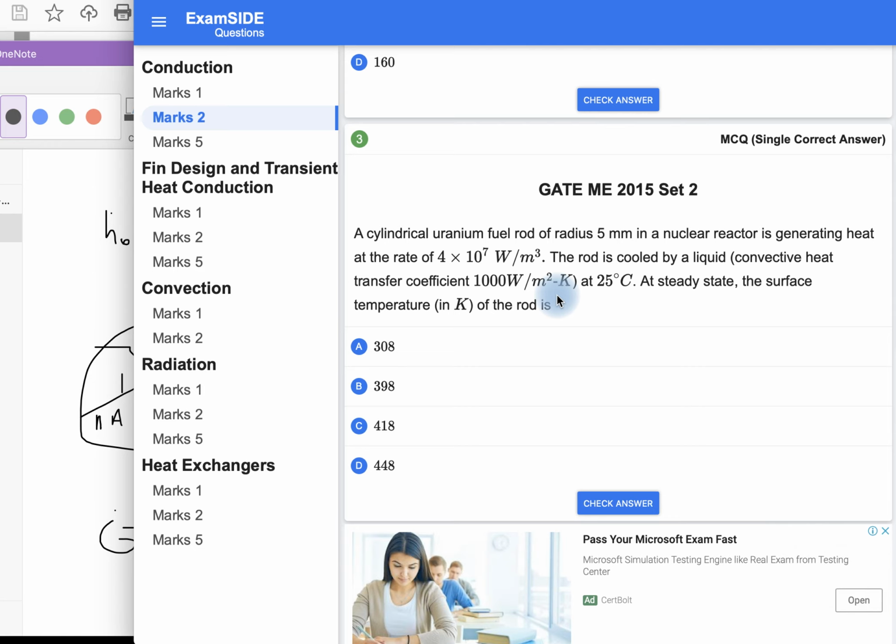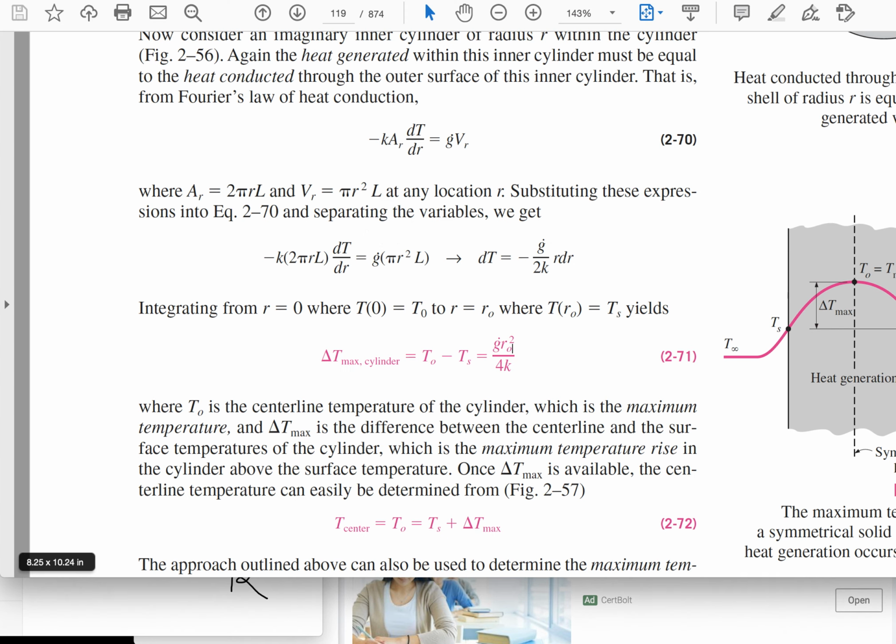So T naught minus Ts is equal to 10. The same equation that we have used here. T naught minus Ts is equal to 10. Same value will come out.